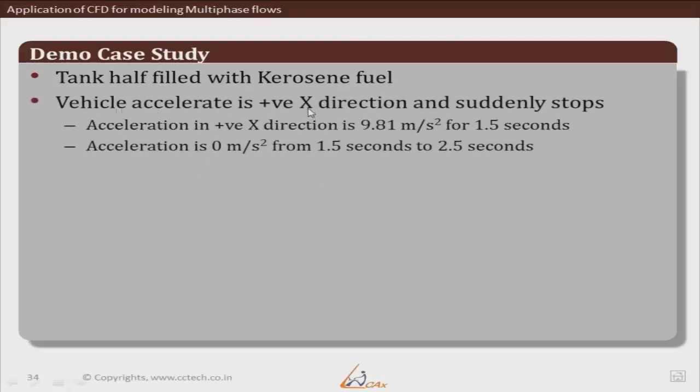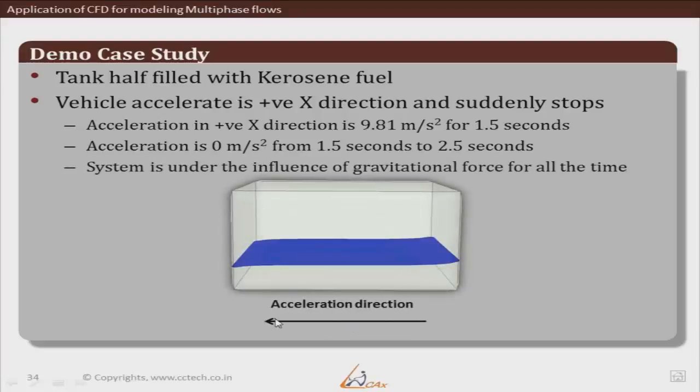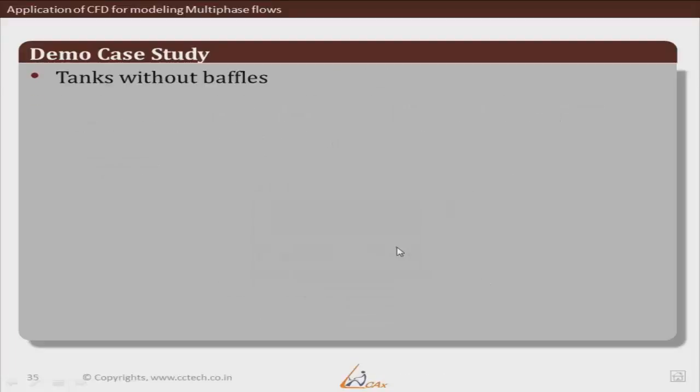This tank is located on a vehicle which is undergoing acceleration for the first 1.5 seconds in the x direction, and after 1.5 seconds the acceleration stops, and for the rest of the 1 second of simulation we have not considered any acceleration in the x direction. So we apply an acceleration in the positive x direction for 1.5 seconds and then reduce that acceleration value in the modeling software. But the point to note is there is gravity acting in the negative downward direction all the time, that is for the entire 2.5 seconds of simulation.